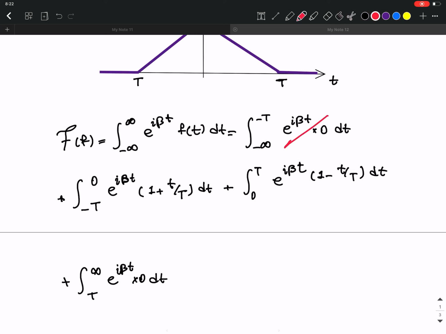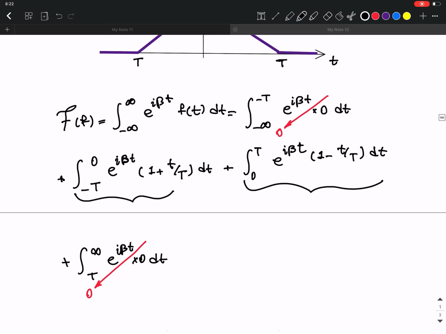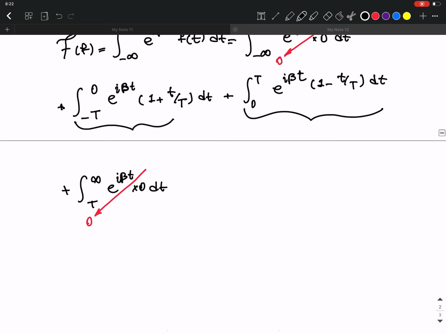So these terms are going to be 0, right? Because the function is 0 at those places. And so we are left with these two integrals. So I'm going to evaluate one of these integrals because as you see, they are kind of similar to each other, and then use the formula for the other one. Okay, so I'm going to evaluate the integral from minus T to 0 of e^(i beta t) times 1 plus t over T times dt.